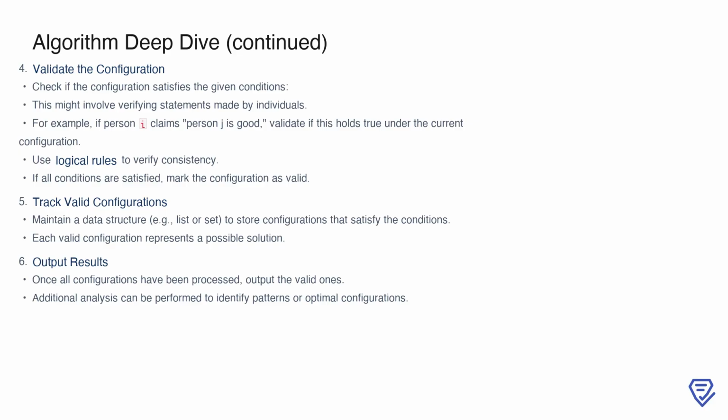To keep track of these valid configurations, we use a data structure like a list or a set. Each valid configuration essentially represents a potential solution to the problem. Finally, after processing all configurations, we output the valid ones. Depending on the requirements, we might also analyze these configurations further to identify patterns or determine the optimal solution.